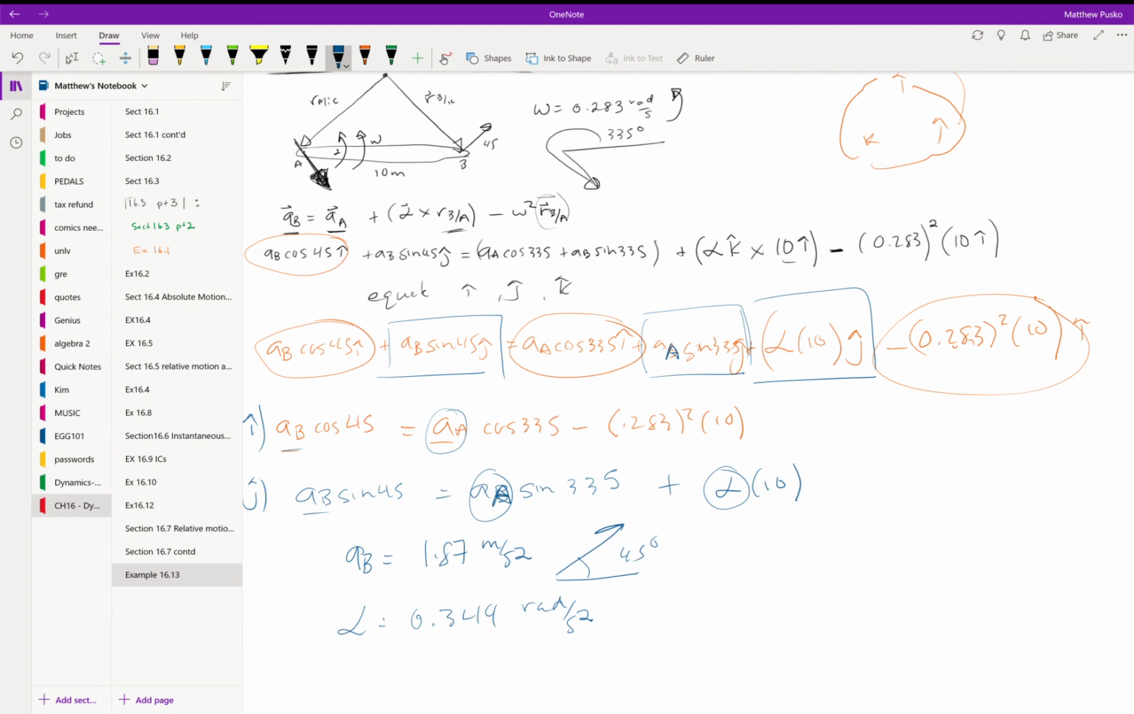You can do this with scalar analysis. I recommend practicing with vector analysis. Rigid bodies require a lot more vector analysis, so just get your practice in.